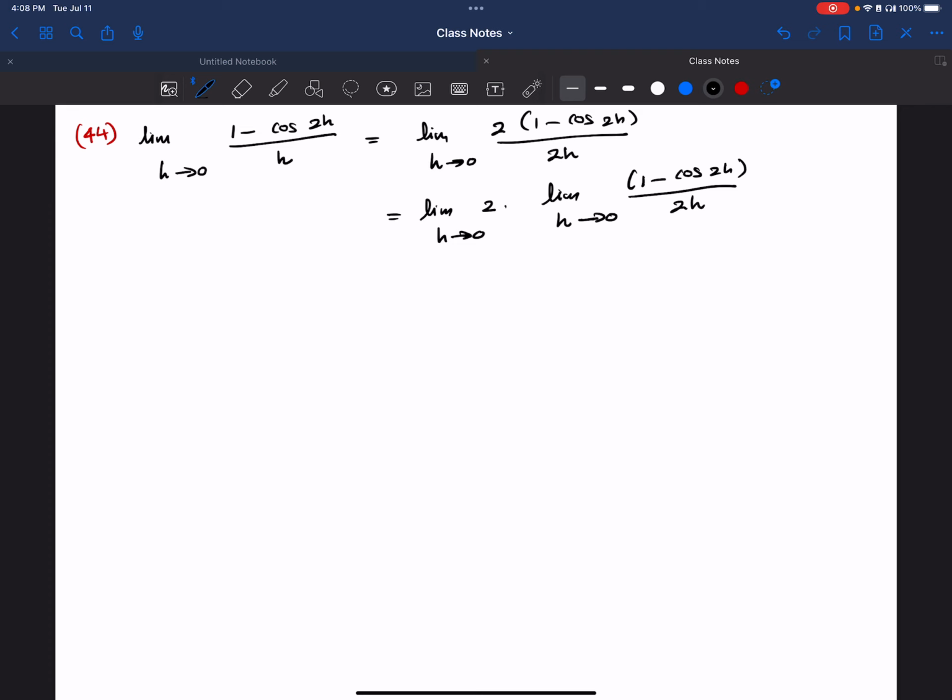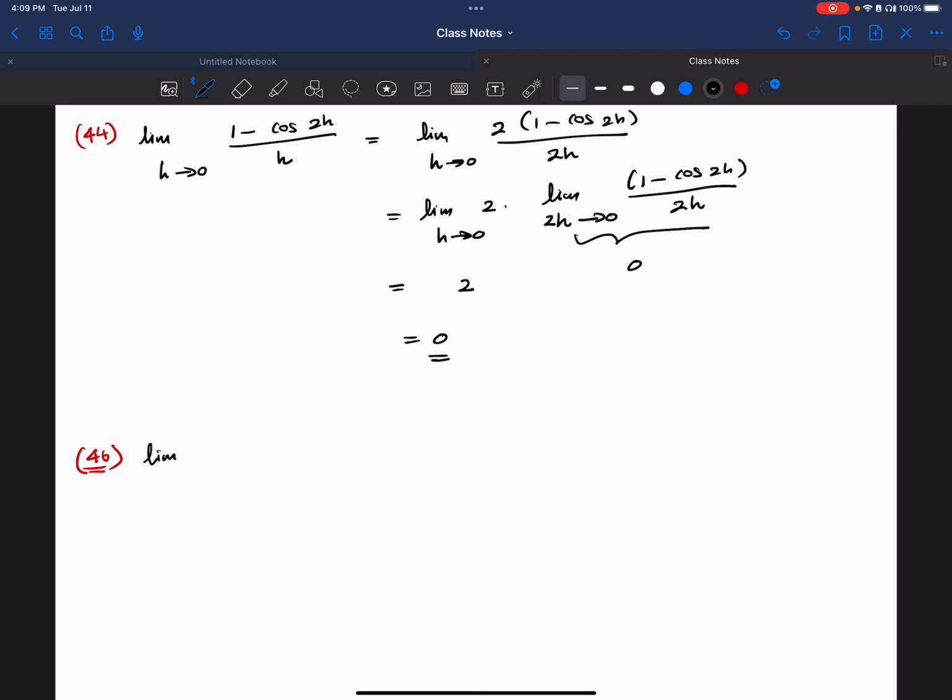Now when h goes to 0, 2h also goes to 0, so I can make this 2h without any problem. And this part is 0, and this part is 2. 2 times 0 is 0. And our next problem is 46. So this is how we use the theorems that we learned in this section.